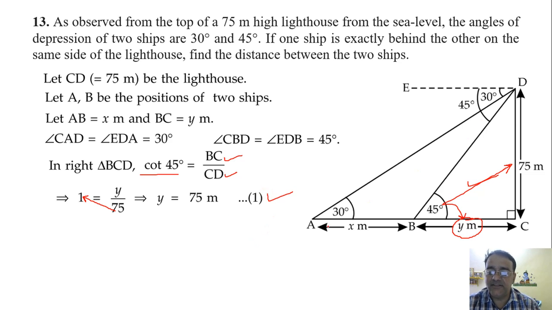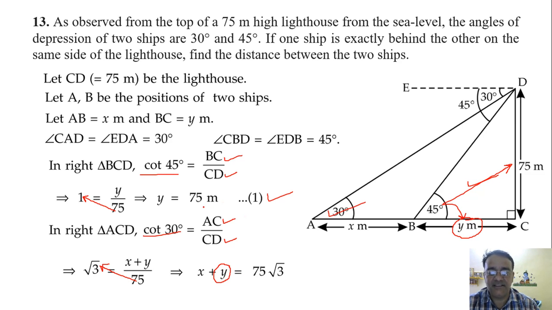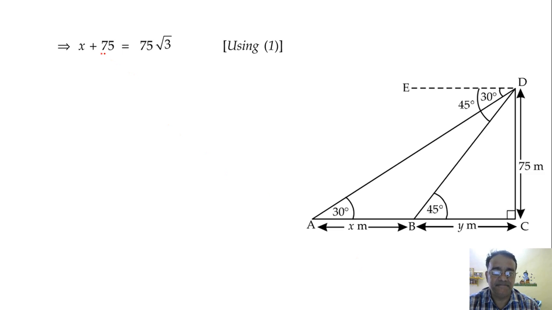Now we'll take the other right triangle, that is ACD, the full triangle, and we'll use cot 30° here. Cot 30° is equal to AC upon CD. Cot 30° is root 3, and AC is x plus y, and CD is 75. So we get root 3 equals x plus y upon 75. Cross multiplying, we get x plus y equals 75 root 3. We already have the value of y, that is 75, so we substitute it here. Shift 75 to this side, so we get minus 75. Taking 75 common, we get 75 into root 3 minus 1.